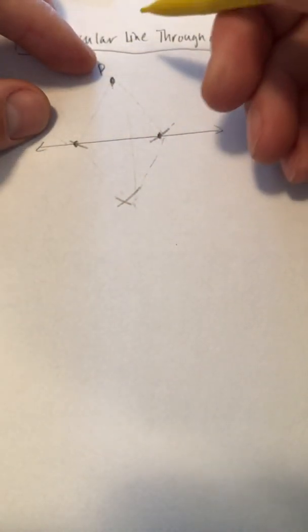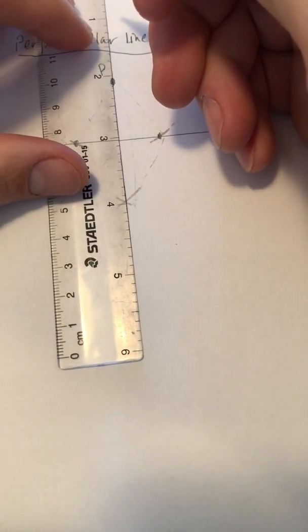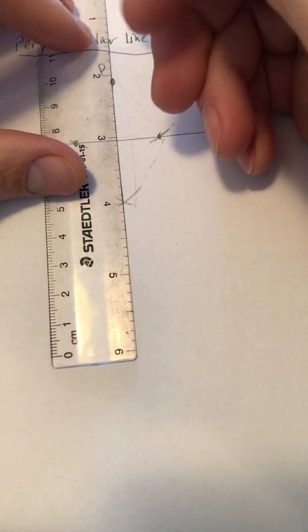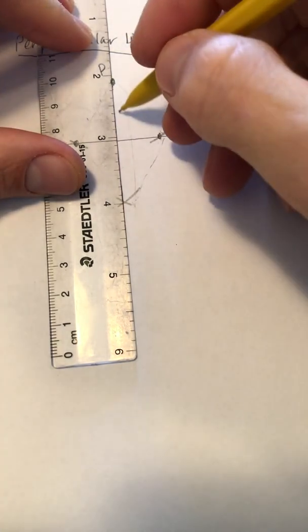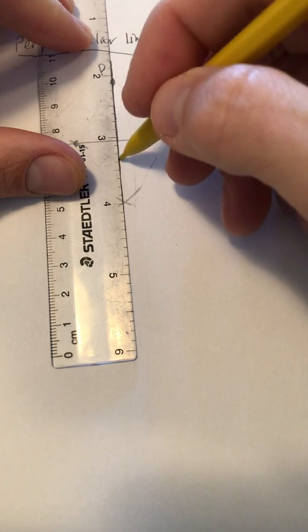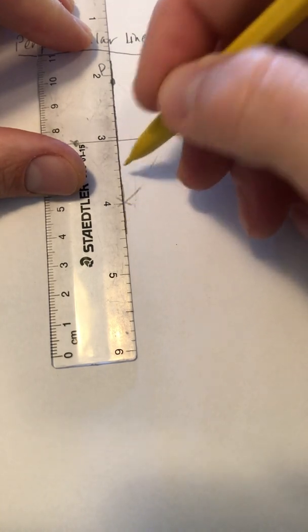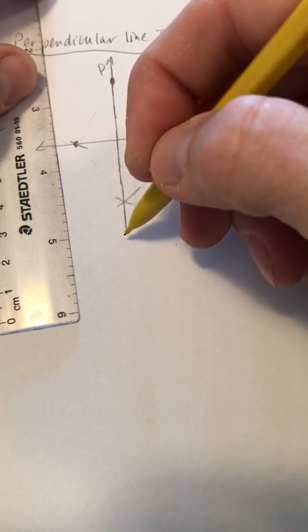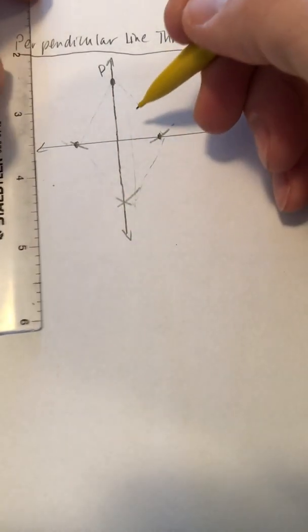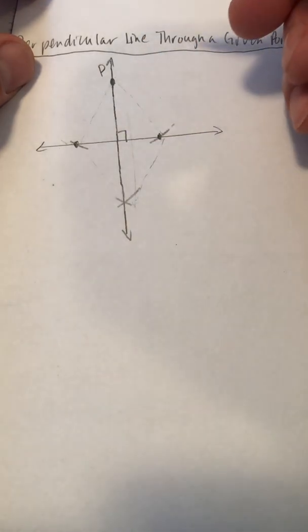And all I need to do is take my ruler, my straight edge, and put them on P and the new vertex here. And I just draw a line down this way. Okay. So this line right here is perpendicular, and you can indicate that by doing a little square.